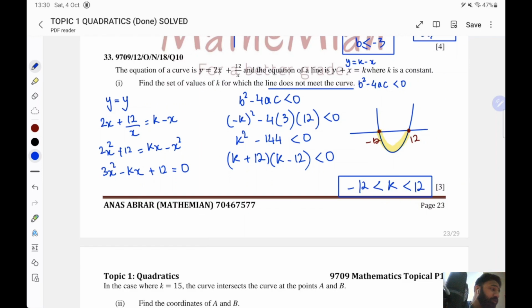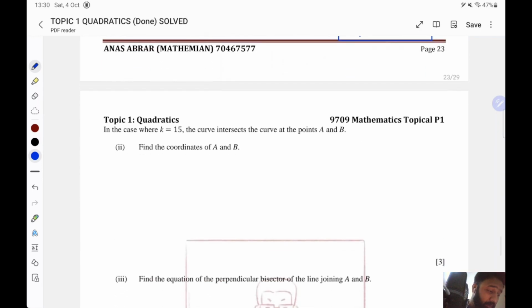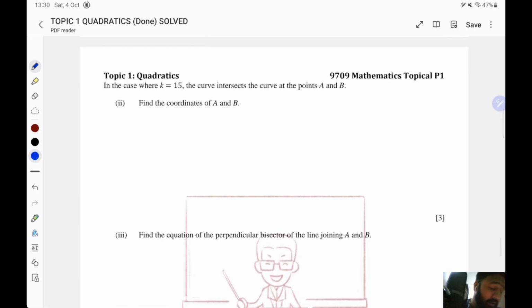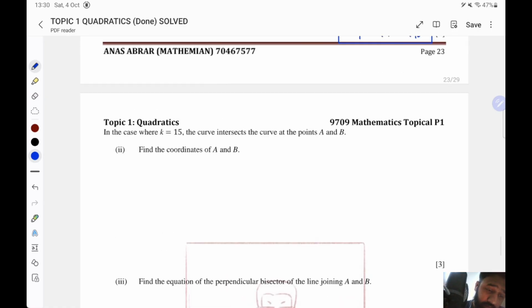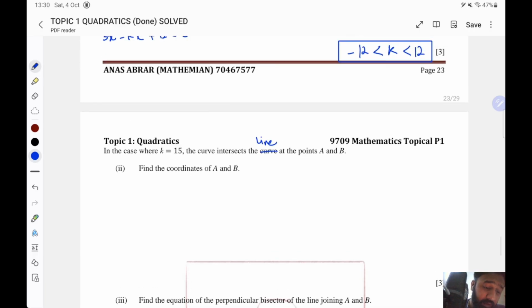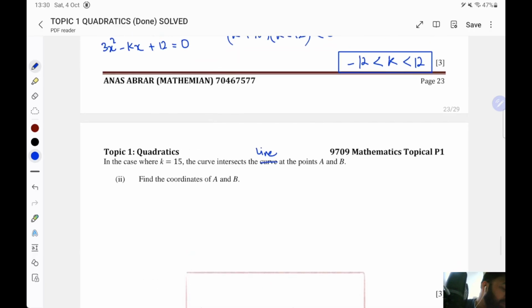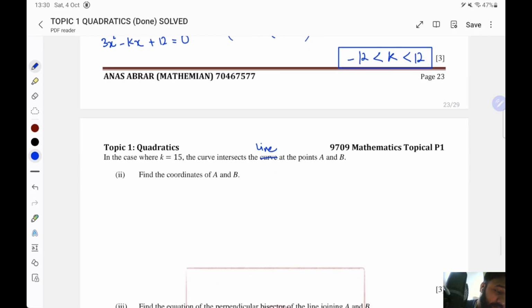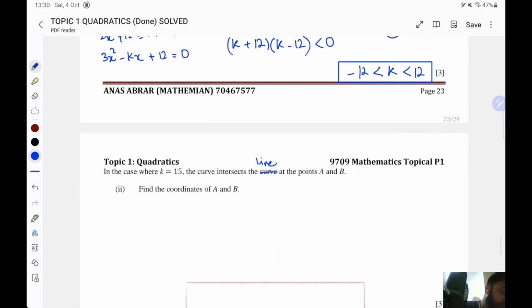Okay, let's move forward. The B part: in the case where k is equal to 15, the curve intersects the line at points A and B. So you need to find the coordinates of A and B. We already have the equation for intersection that we just found above.